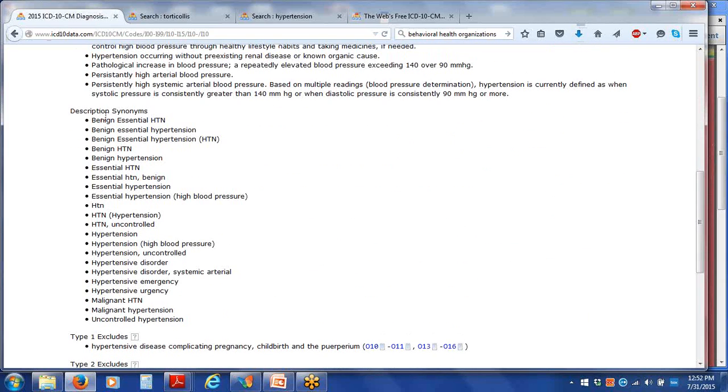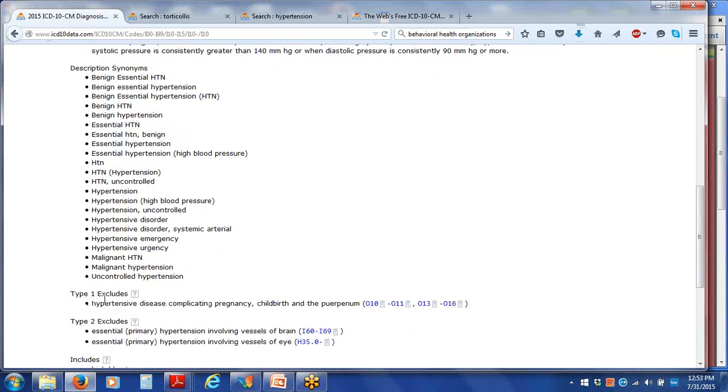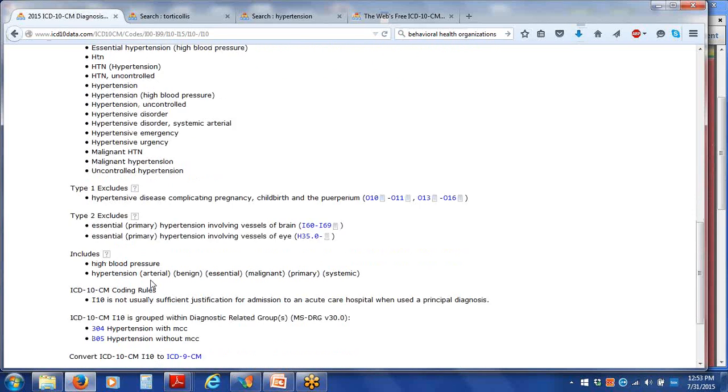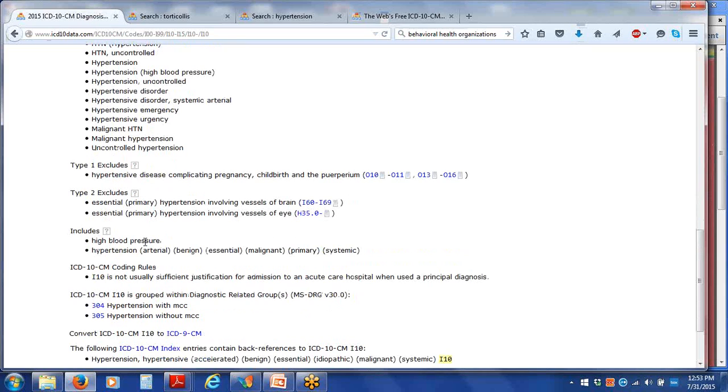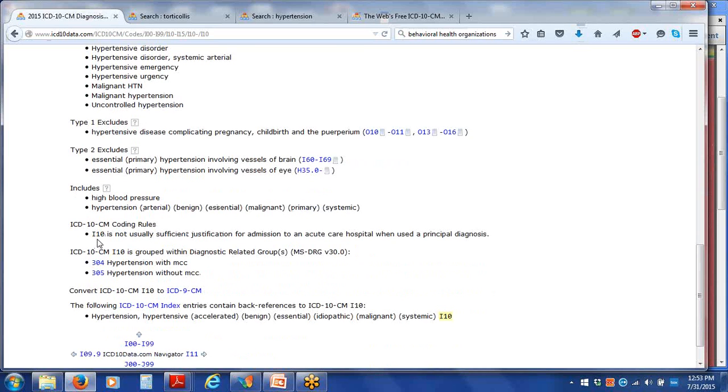And it would give you some synonyms that you could use to describe this condition. It gives you your Excludes 1 and Excludes 2 codes. It gives you your includes, what would be included within that code, and it gives you a few coding rules that you need to know. So this is a good one.